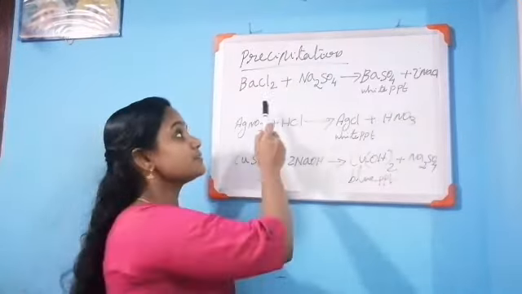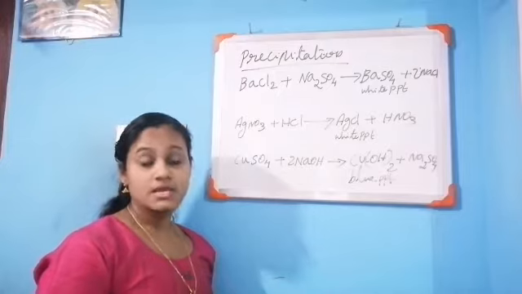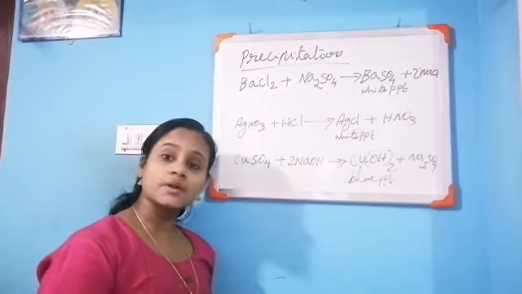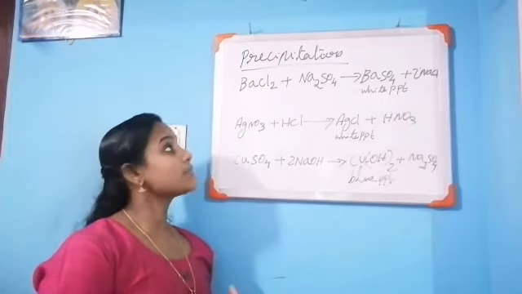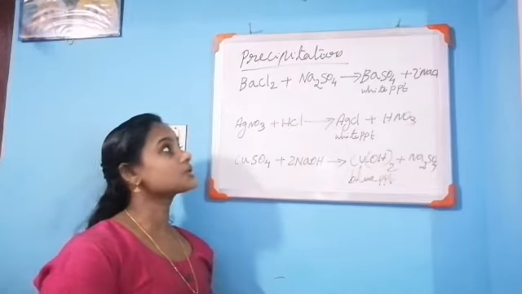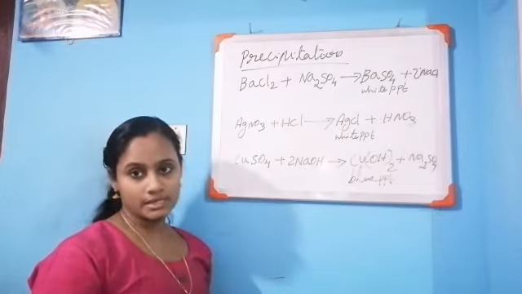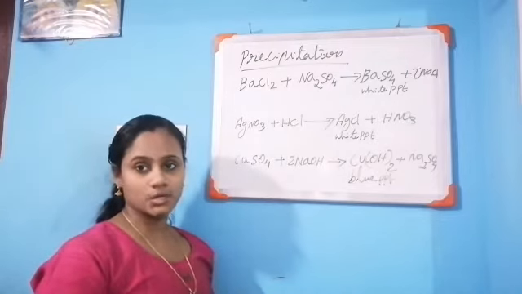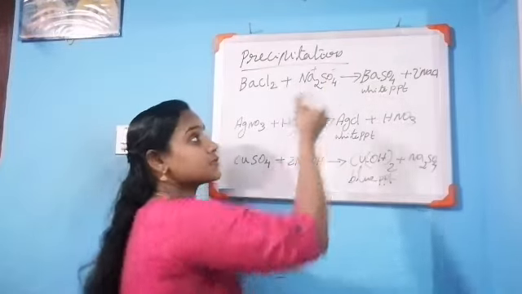Dear children, here barium chloride reacts with sodium sulfate. Barium chloride is a compound, sodium sulfate is also a compound. Both are salts. Barium chloride splits into barium plus and chloride minus, so they contain positive and negative ions. Similarly, in sodium sulfate, the two ions are Na plus and sulfate.